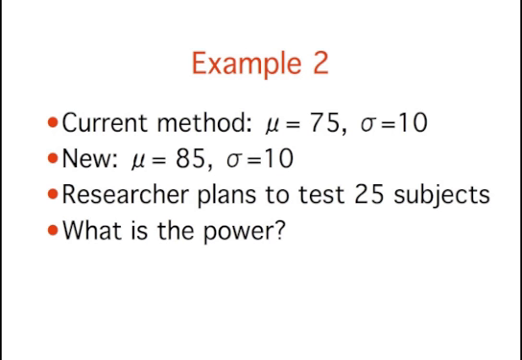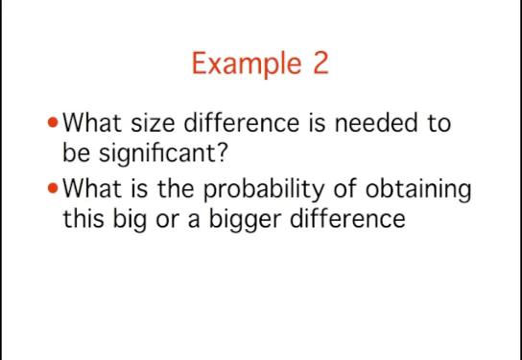The researcher plans to sample 25 subjects and do a one-tailed test of whether the population mean is significantly higher than 75. What is the probability that the researcher will correctly reject the false null hypothesis that the population mean is 75? In other words, what is the power? As in the previous example, you first determine how big the difference has to be in order to be significant. You then compute the probability of obtaining a difference that big or bigger.